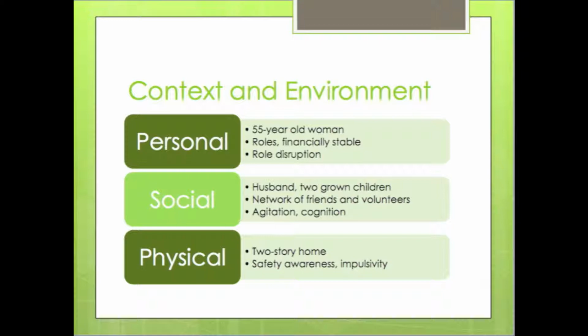With regards to her physical context, she lives in a 2-story home with stairs that lead into her home, which may pose a safety risk because she requires assistance with transfers and is demonstrating decreased safety awareness and impulsivity.